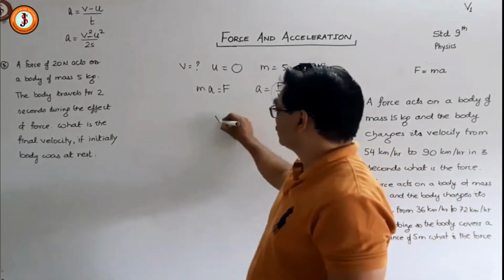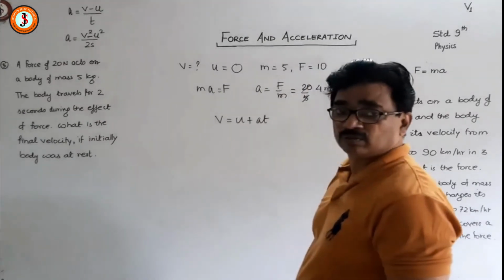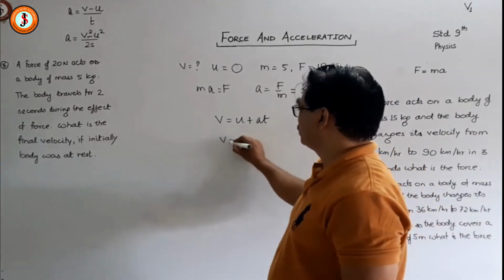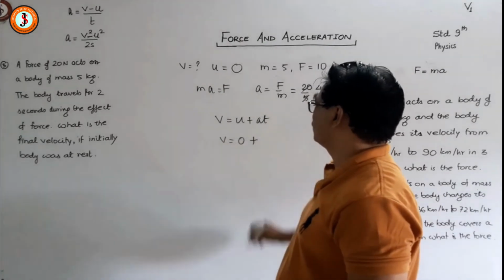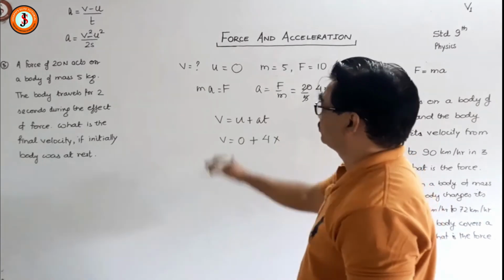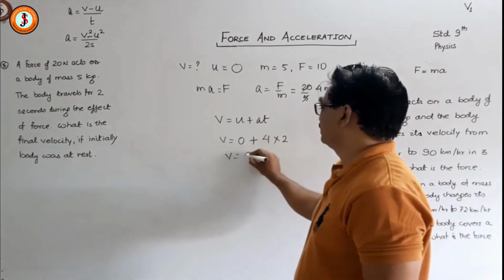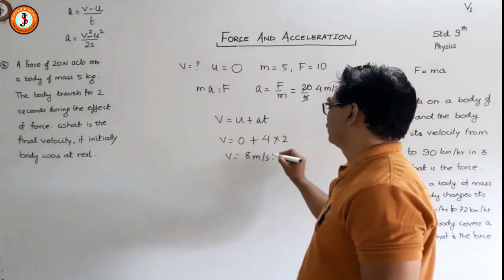Now in the first equation of motion we know that v is equal to u plus at. So v is equal to, u is 0 as it is starting from rest, acceleration we have obtained as 4, and it travels for 2 seconds. So 4 twos are 8 meter per second.